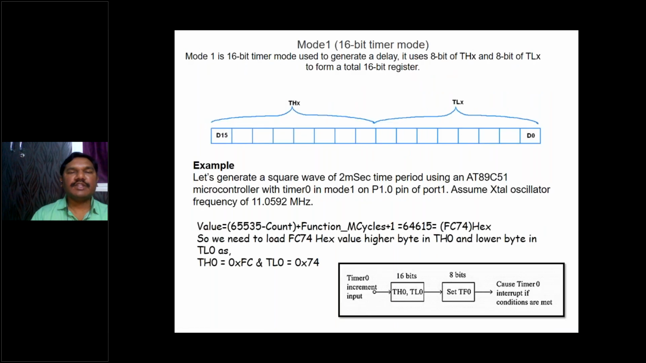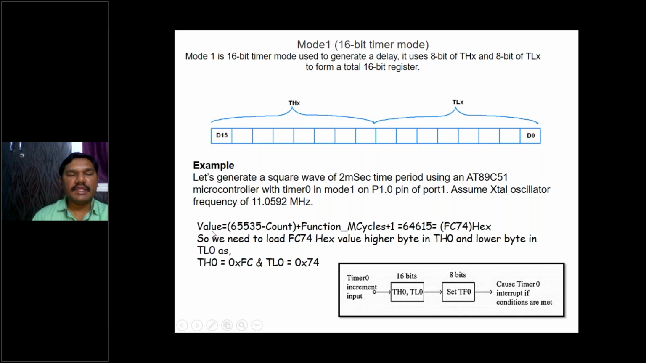And mode 1 is a 16-bit timer mode. Here the complete TLX register and THX register will be taken, and to generate the delay, 8 bits of THX and 8 bits of TLX form a total of 16 bits. Here the operation is the same as mode 0.